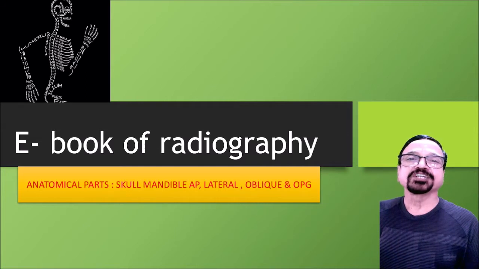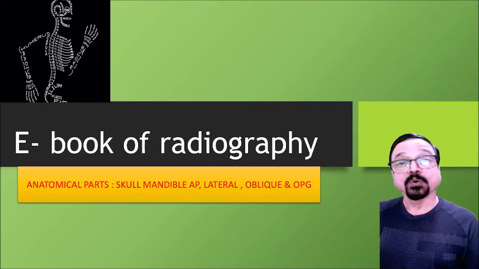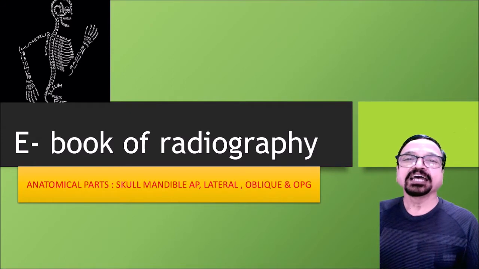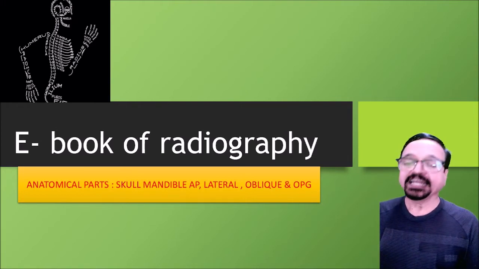This series, the e-book of radiography, covers different radiological projections and tells what the anatomical structures are, what the indications are, how they are to be taken, how to know that they are correct, and how to correct them if they have gone wrong in angulation or otherwise. We will also see the clinical indications in detail in all these series.